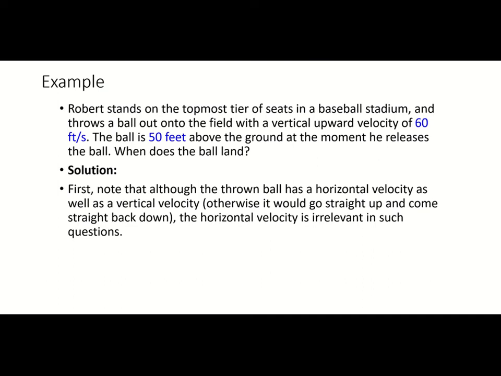All right, and the last thing we're going to look at is we have Robert, and he stands on the uppermost tier of the seats in a baseball stadium and throws a ball out onto the field with a vertical upward velocity of 60 feet per second. The ball's 50 feet above the ground at the moment he releases the ball. When does the ball land?